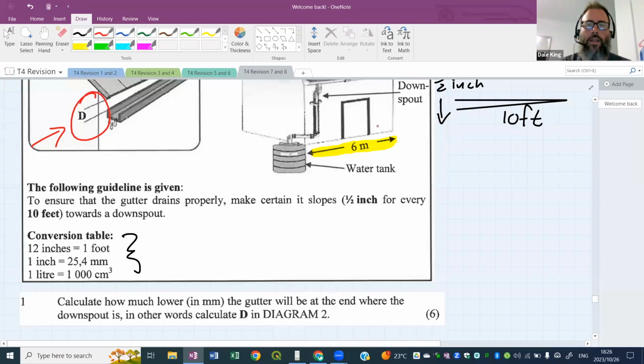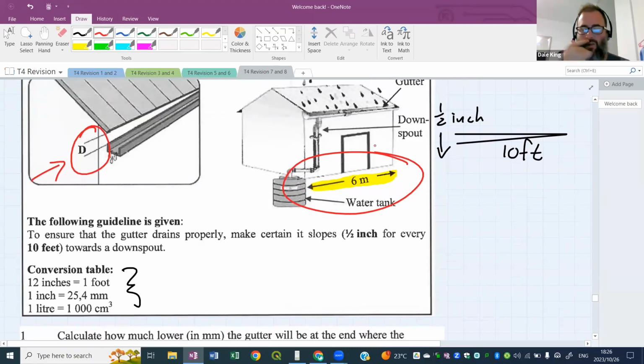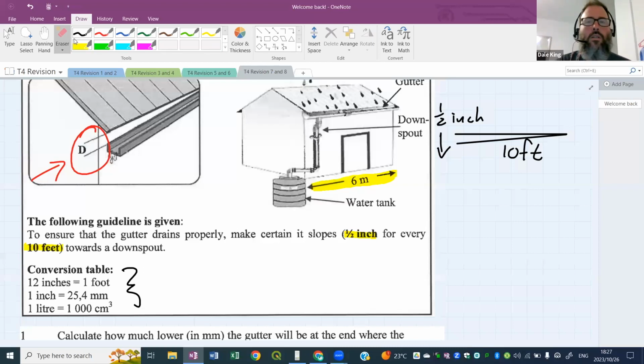Well, we know that the whole gutter must be the length of the house which is 6 meters. Someone needs to come tell me how do we work out how far down the gutter must be at the end here for this house if we have to consider a 1/2 inch for every 10 feet in this scenario? Somebody? Anybody?